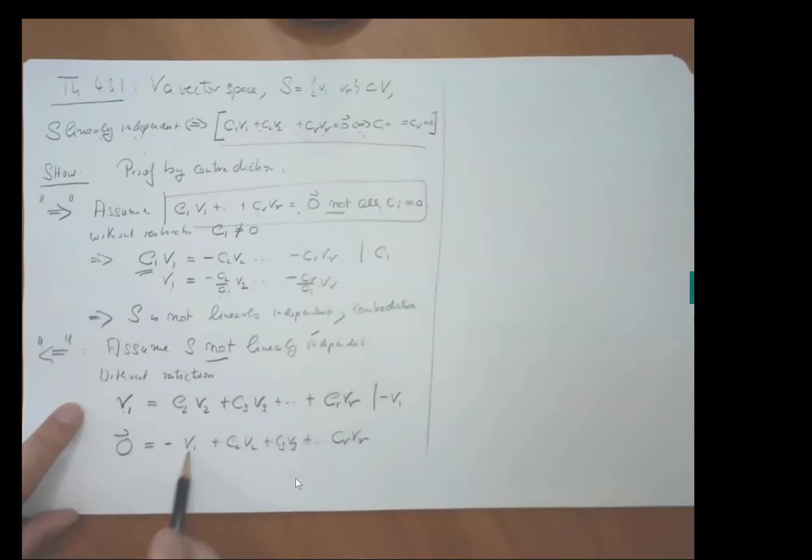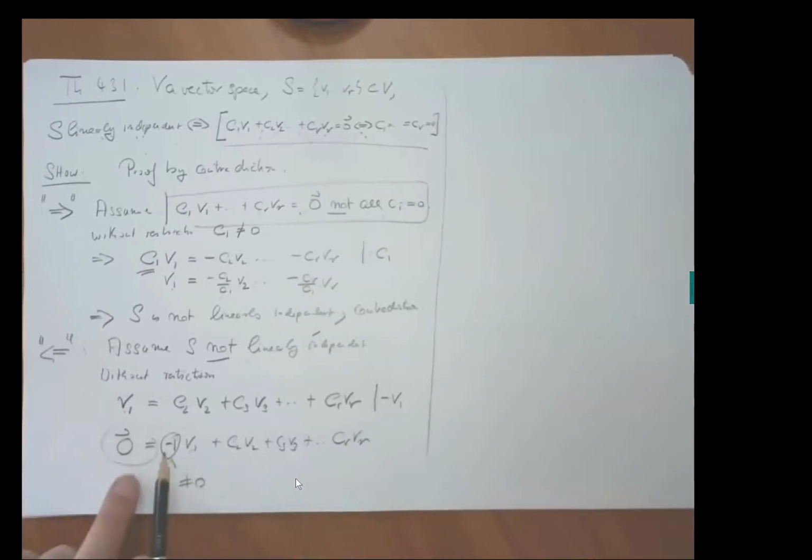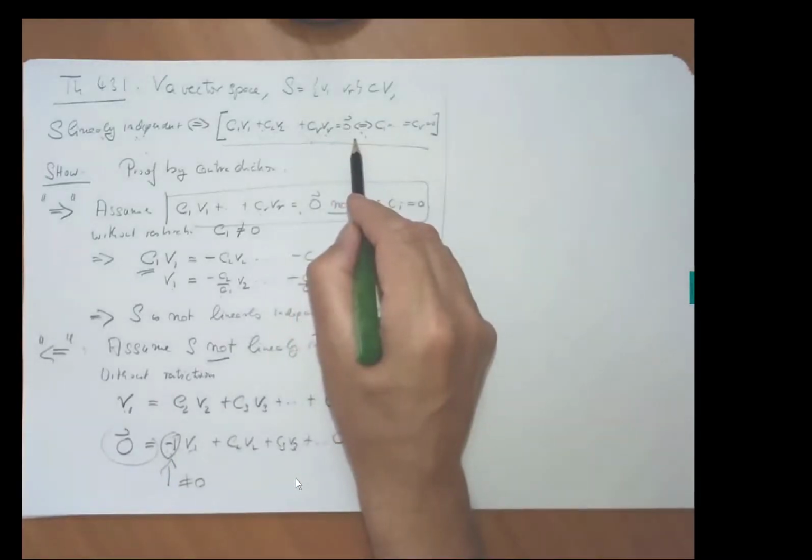So now we have a combination of the zero vector where one coefficient is not zero. So we can combine the zero with V1 to VR with coefficients. I don't know what these numbers are. I have no clue, but I know for sure one coefficient is non-zero. Therefore, this is not true.